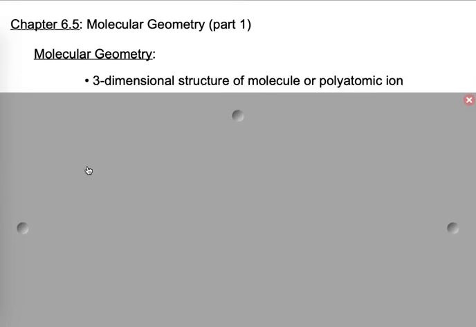This video is the first of two parts related to Chapter 6.5, the last topic in this unit on chemical bonding, molecular geometry, and intermolecular attractive forces. And in this video, we're going to talk about molecular geometry. Molecular geometry refers to the three-dimensional structure of a molecule or polyatomic ion, basically what its shape is.